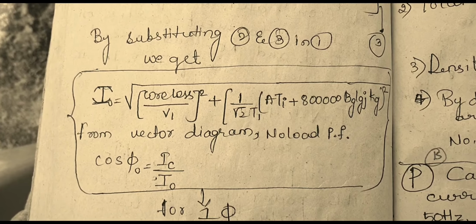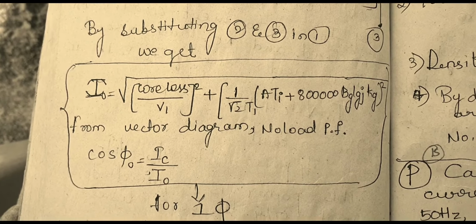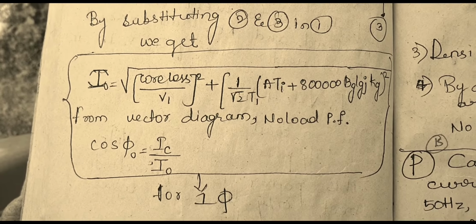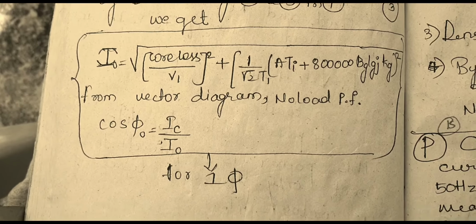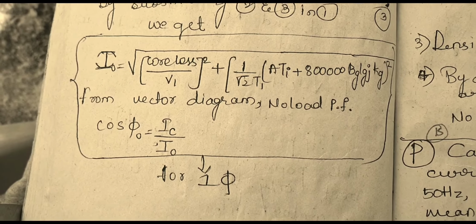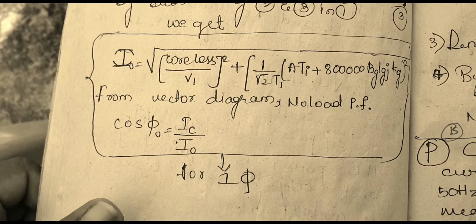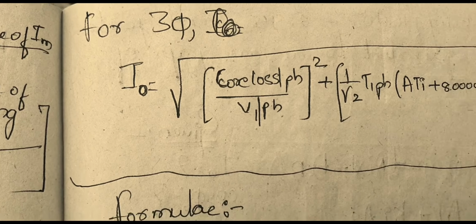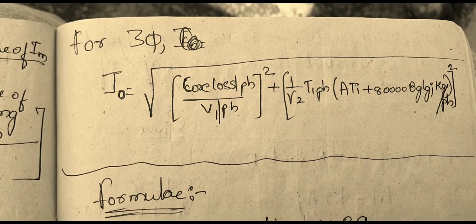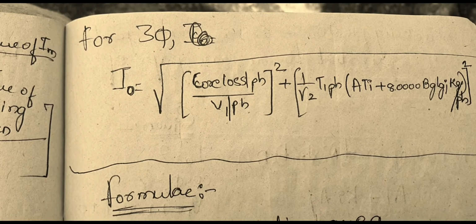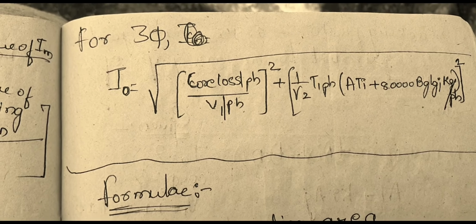Therefore, we can also write from the phasor diagram the no load power factor cos phi naught is equal to Ic by I0. This above equation is satisfied for a single phase transformer. Similarly, for a three phase transformer, we can use the same equations. Everything remains the same. The value should be calculated as per phase value.